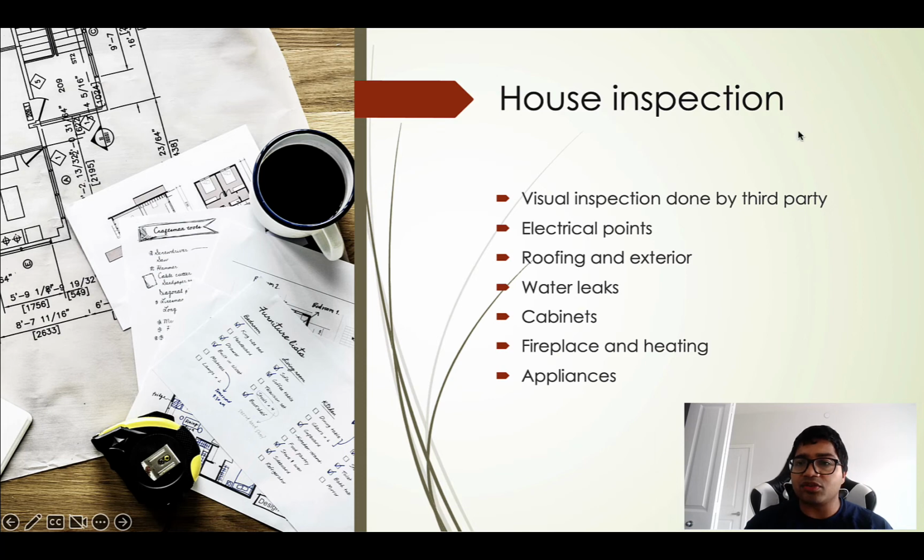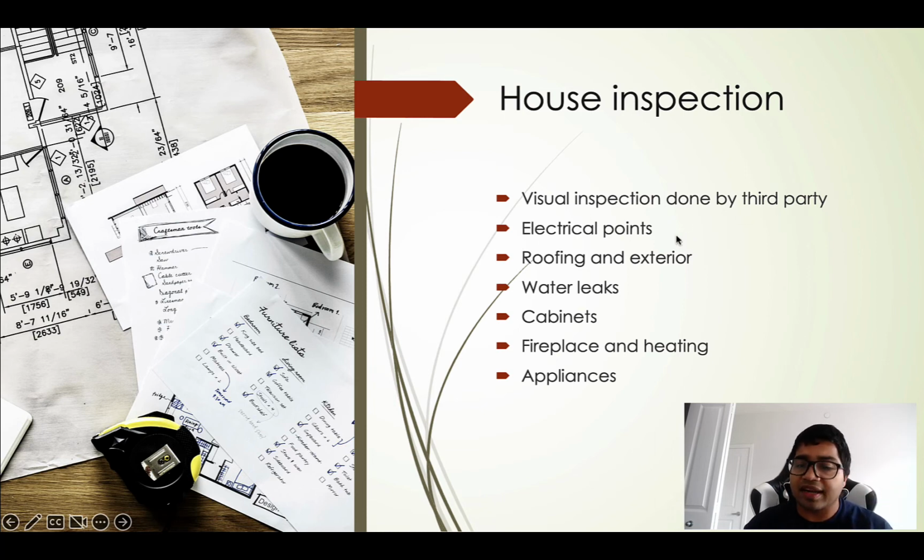Then, a very good idea to do a house inspection also, whether it is an apartment, townhouse or a house. Very crucial if you're buying a house. So what is a house inspection? It is a visual inspection which is done by a third party. It's not done by the seller side, it is done by the third party.